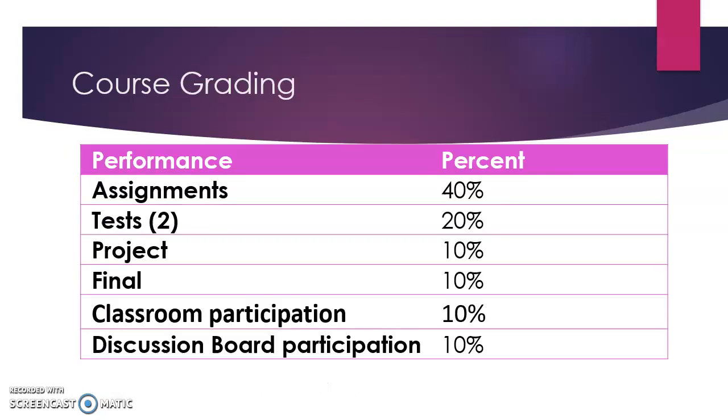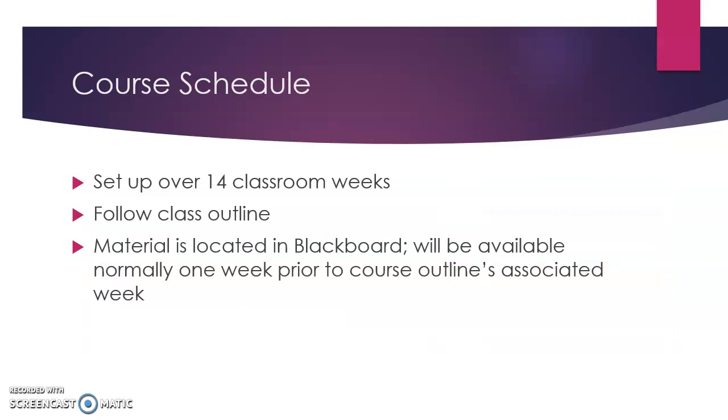How are we grading this course? The assignments, there'll be 40 homework problems total, spread over the 14 weeks, and that equates to 40% of your grade. There'll be 2 tests, each worth 10%, a project, 10%. The final will be 10%, and then classroom participation, the Tuesday time, 10%, and the discussion board participation will be an additional 10%. So we are set up over 14 classroom weeks.